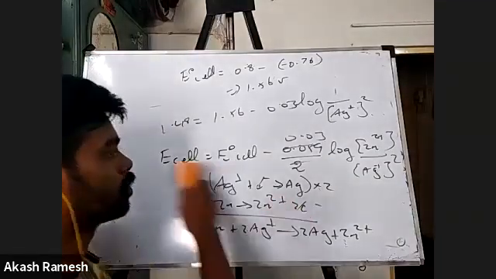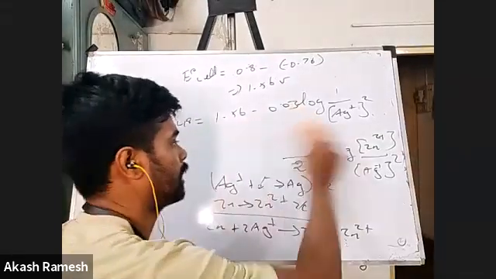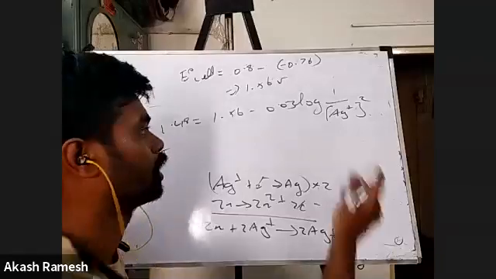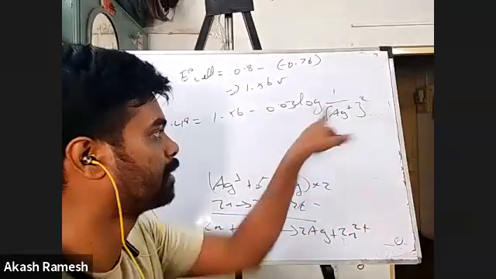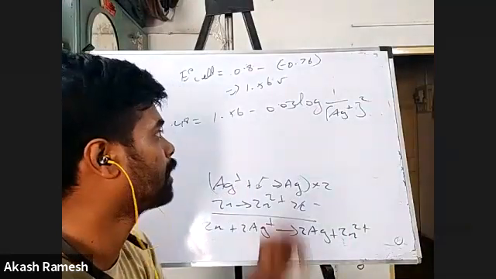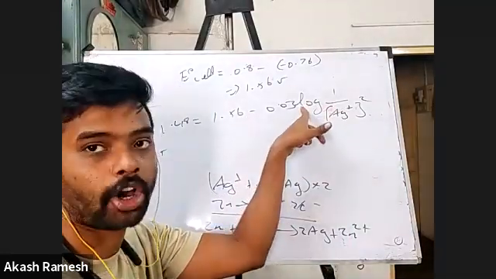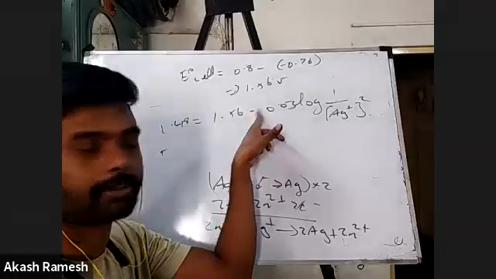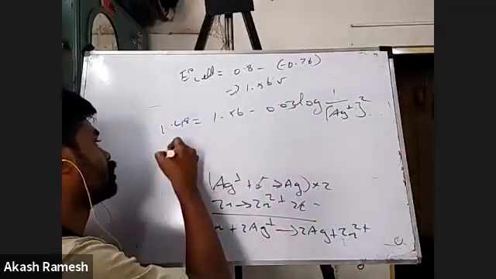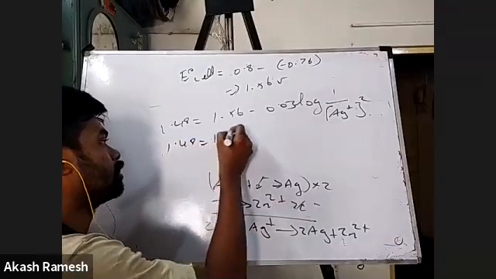So if I can bring this Ag+ up, I'll get a negative sign for log, and I can make this positive. Now minus into minus will become plus. So let me write it like this: 1.48 is equal to 1.56. Sorry? Hello?